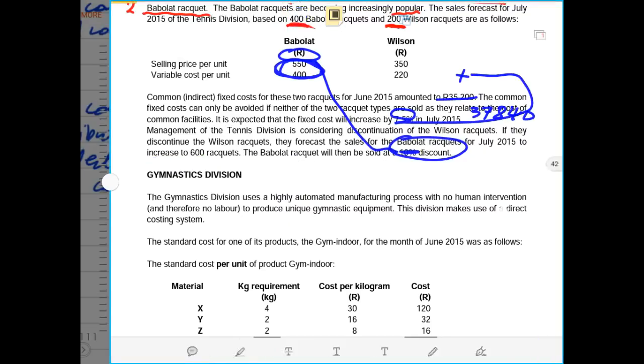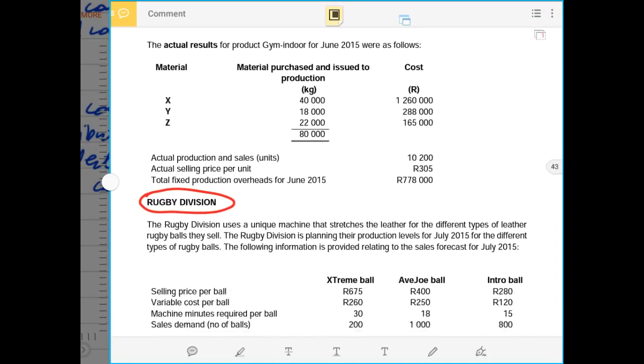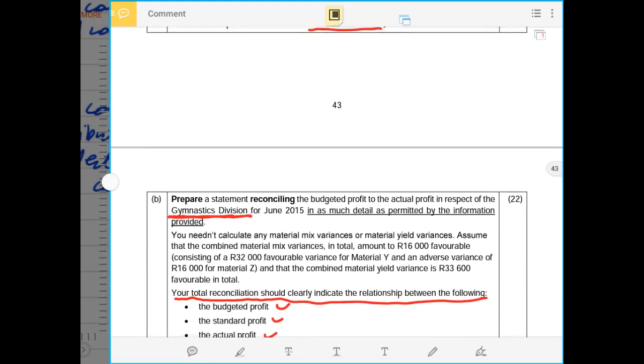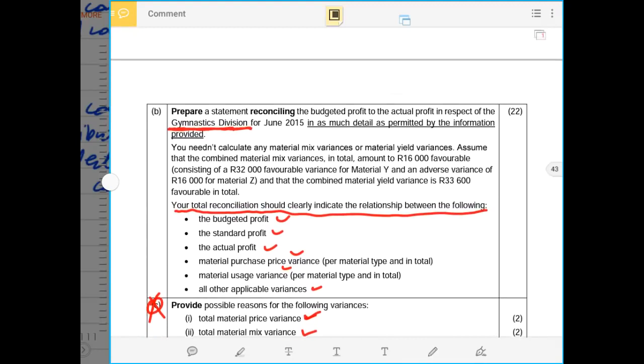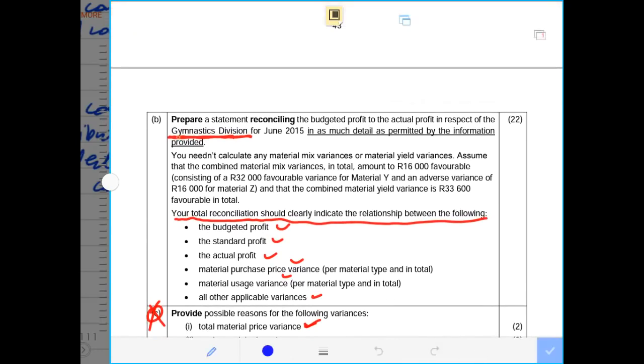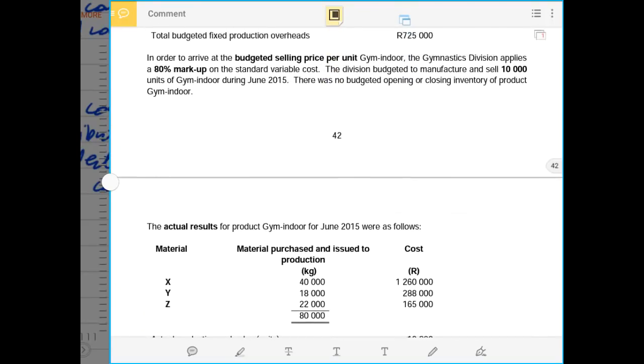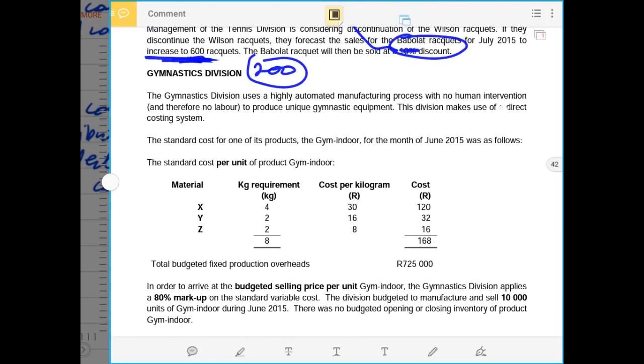We go to requirement number B. We are done with requirement number A, and requirement number B is directing us to prepare the reconciliation. Requirement number B is for the gymnastic division, where we are dealing with the analysis of the variance. In analyzing the variance, we need to look at the budgeted and the actual information. And this is the gymnastic division.